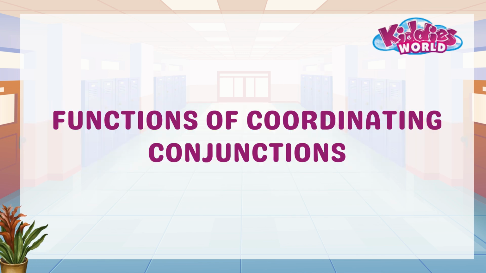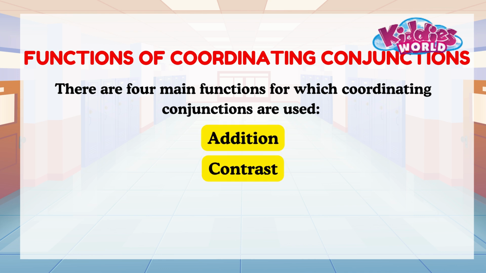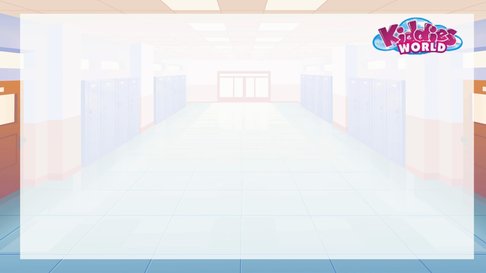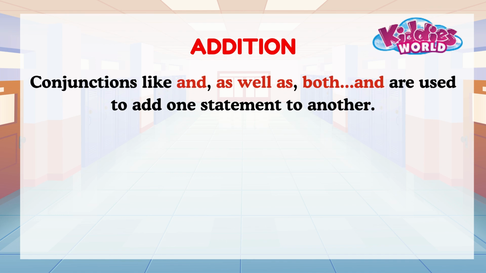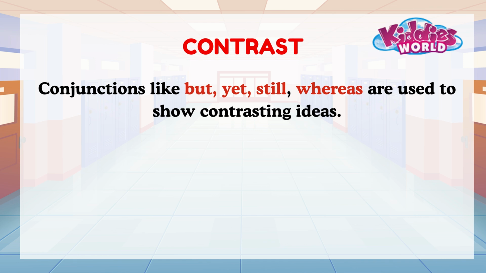Functions of coordinating conjunctions. There are four main functions for which coordinating conjunctions are used: addition, contrast, choice, and reasoning. Addition. Conjunctions like and, as well as, both and, are used to add one statement to another. Check the example. Contrast. Conjunctions like but, yet, still, whereas are used to show contrasting ideas.